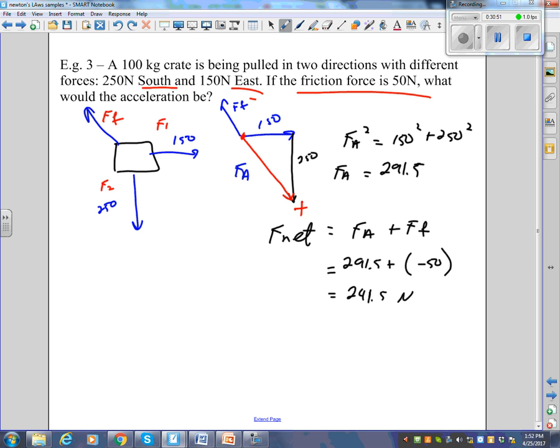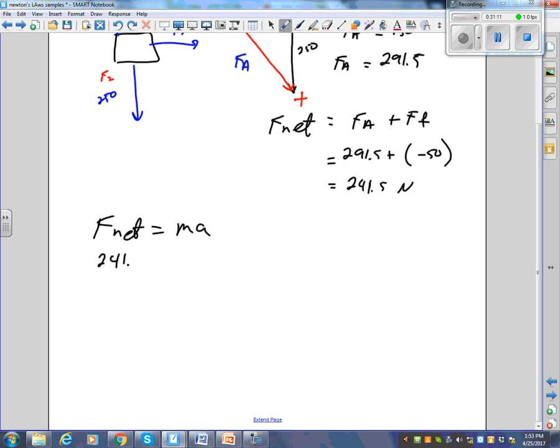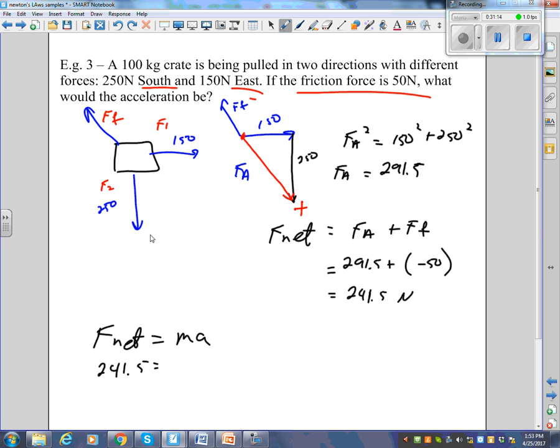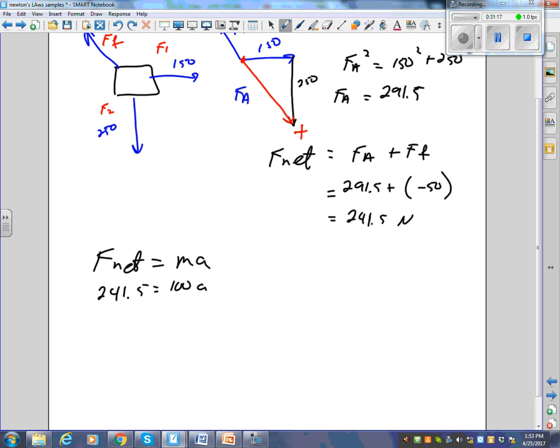241.5. And now what? Now we got to find the acceleration. F net, not FA, F net is equal to MA, mass times acceleration. You're going to take that 241.5 and it's going to go in there. And our mass is 100. Oh, that's convenient. We're going to divide both sides by 100. We'll just say 2.4 meters per second squared.